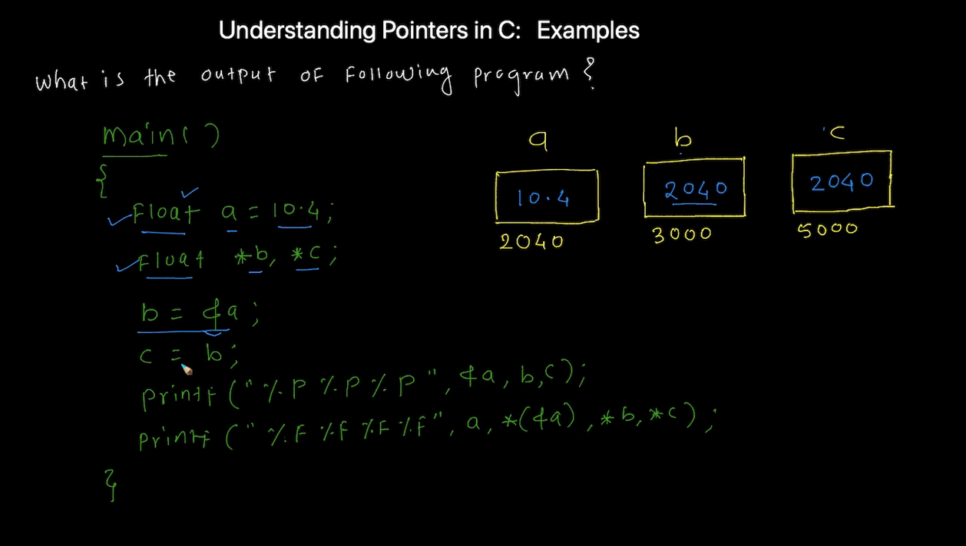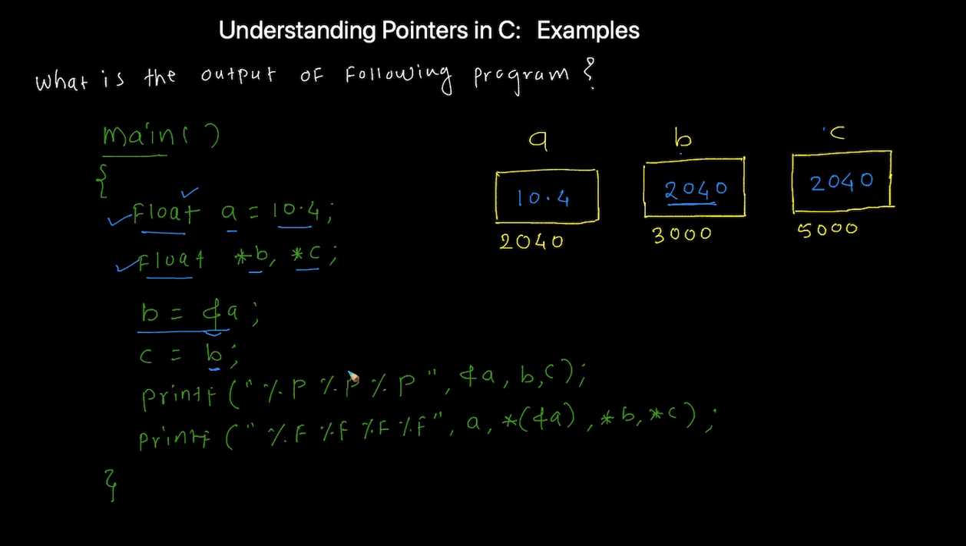Now I want to assign the address of a, 2040, to c as well. I can do it by saying c equal to &a, or I can directly say c is equal to b, because the value of b is the address of a, that is 2040. So b is nothing but 2040. Writing b will give me the value of b. The value of b is 2040. So this value I'll get, and I'll assign that to c. So c will also get 2040.